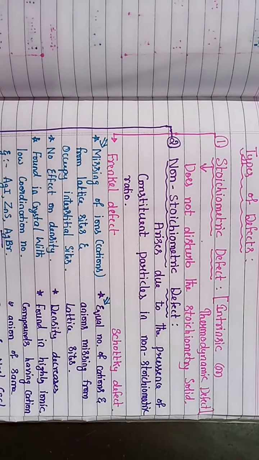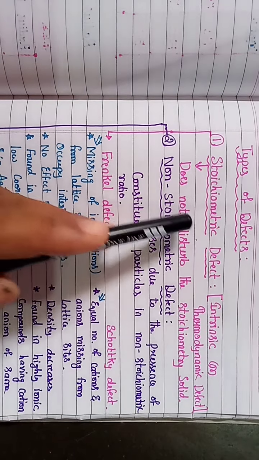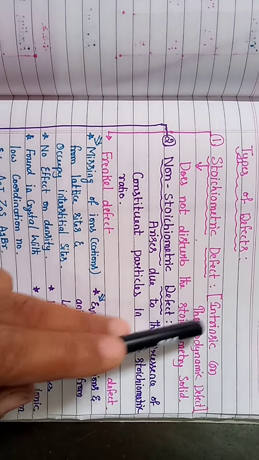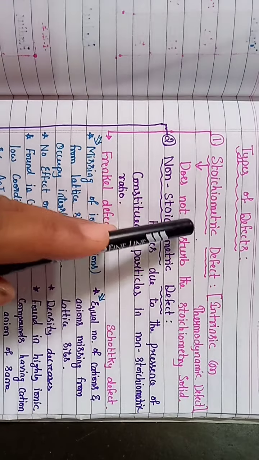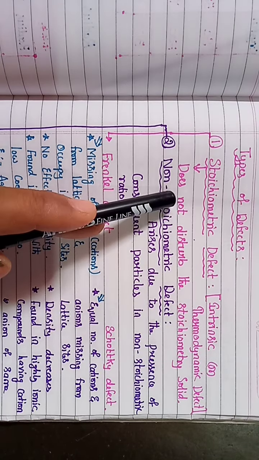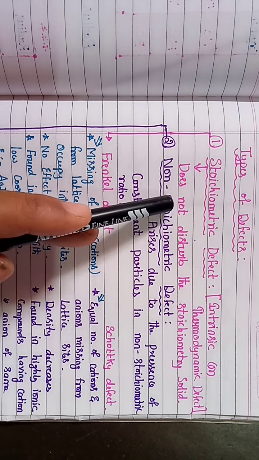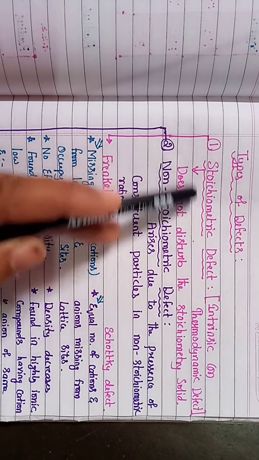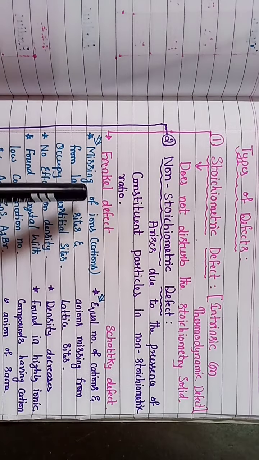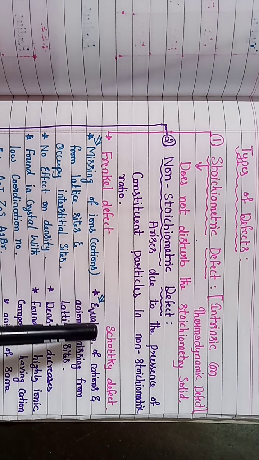Now when it comes to types of defects, the first type of defect is stoichiometric defect. It is also called intrinsic or thermodynamic defect. So stoichiometric defect is not going to disturb the stoichiometry of the solid. Because of this stoichiometric defect, the stoichiometry of the solid is not disturbed. There are two types of stoichiometric defect, Frenkel and Schottky defect.